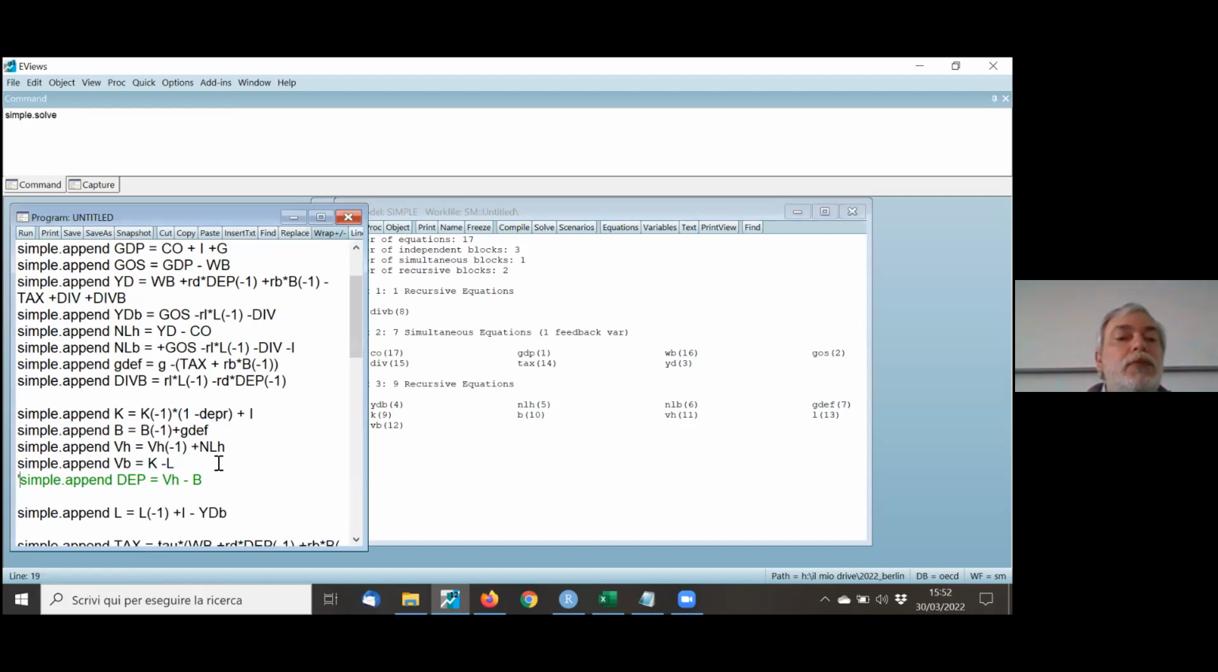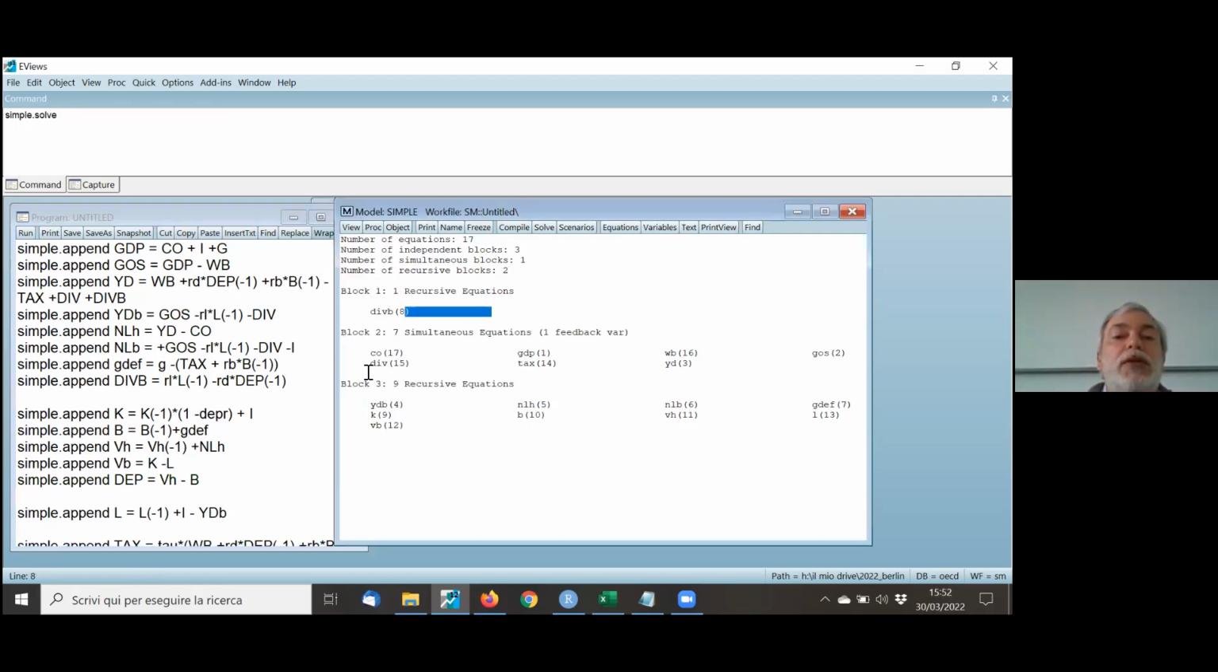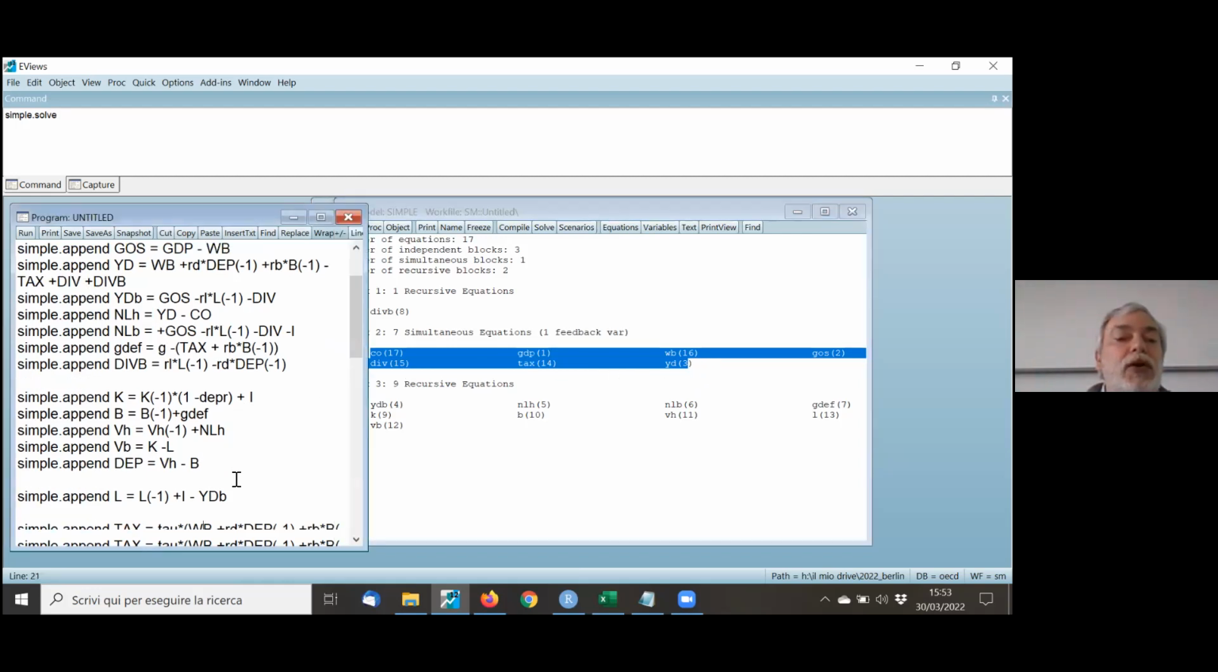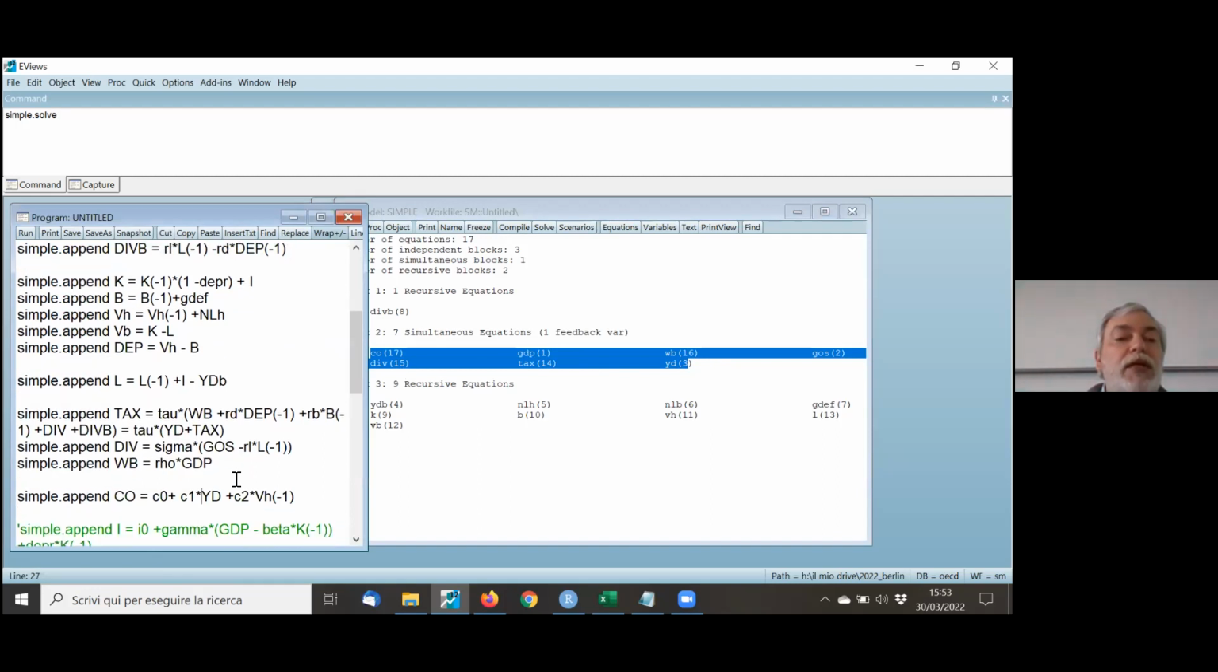So where do you read this? How do you read this from this table? Here, this is the triangularization. So the simultaneous equations are consumption, GDP, wage bill, profits, dividends, taxes, disposable income. And the only contemporaneous feedback is from this equation here.